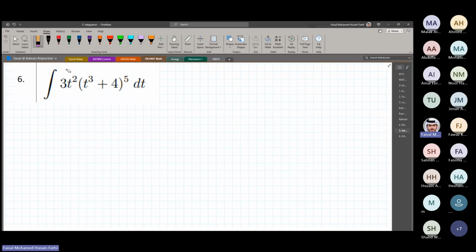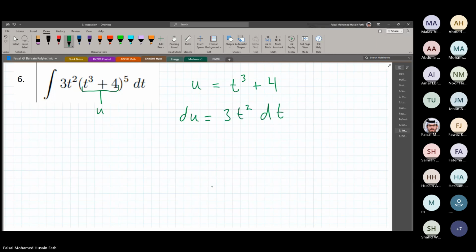if you want, you could use integration by parts. There's nothing wrong with that, but it makes no sense to use integration by parts, and let me tell you why. If we set this to be u, let's set this to be u. So our u is equal to t cubed plus 4. What is our du? It's equal to 3t squared dt. Okay? Right? 3t squared times dt. So in other words, our dt is equal to, we just divide du by 3t squared.